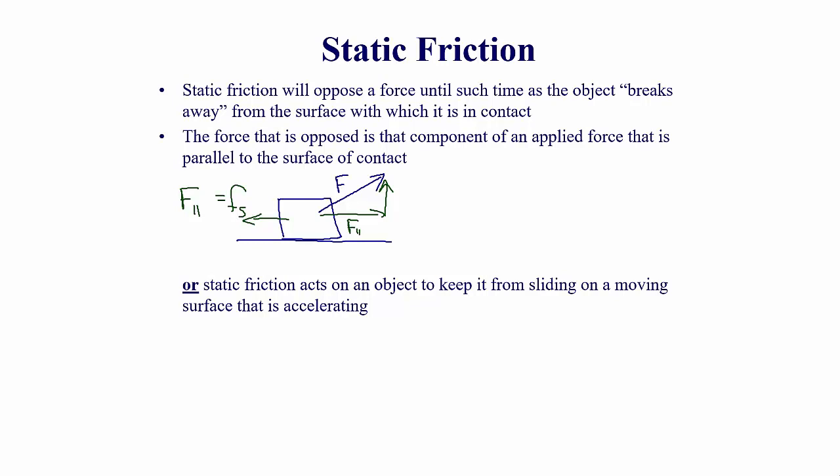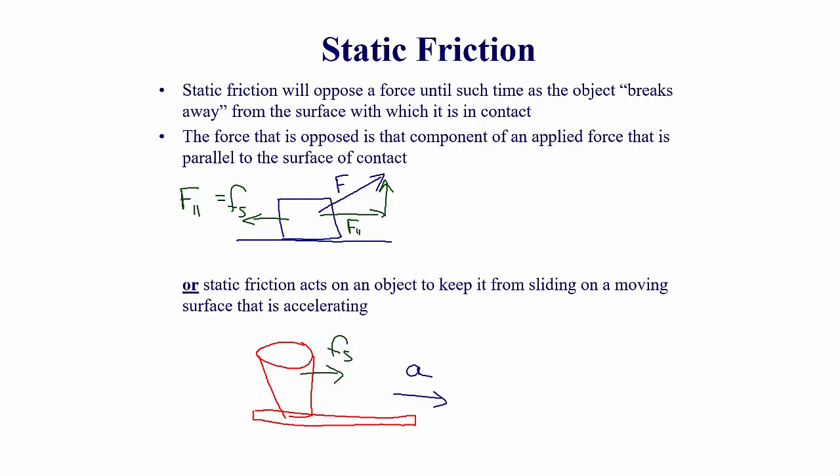The second case is a little bit harder to see at first, but you could have two objects that are accelerating together. So here, think of a cup that's being dragged by a piece of paper. If the cup and the paper are both moving together, both accelerating to the right, then the thing that makes the cup accelerate is the static friction between the cup and the paper.